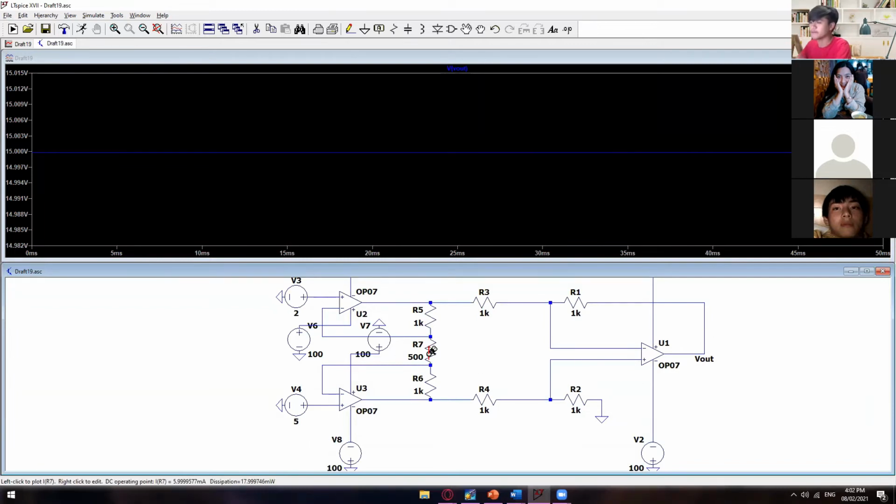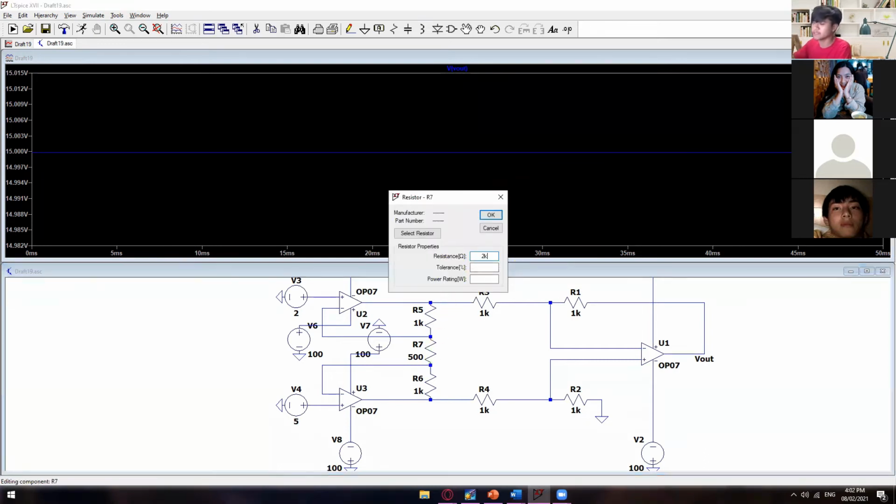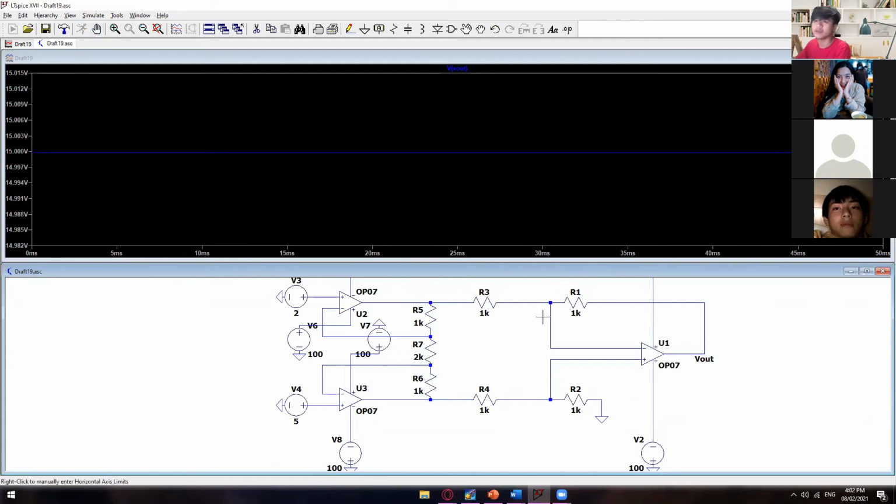So if you want to have a lower voltage output, then just make this, let's say, 2K. Okay, and then you will get 6 volts. Before, this one was 1K and we had 9 volts, but right now we've just changed this one into 2K, so we've now got 6 volts. As you can see, you only need to change one resistor value instead of changing 3 or 4 or more.